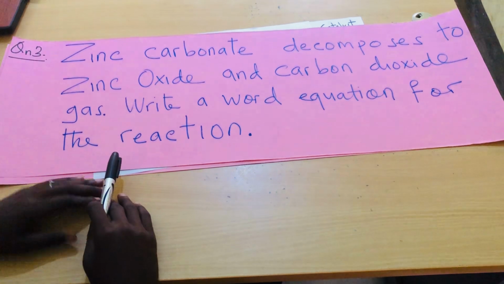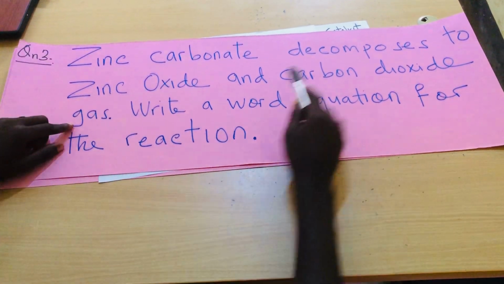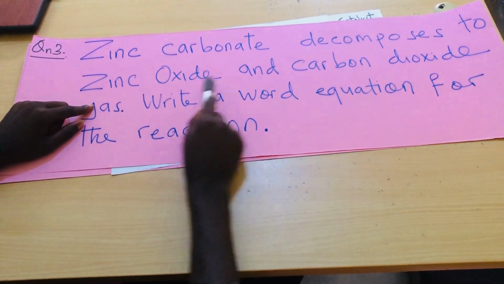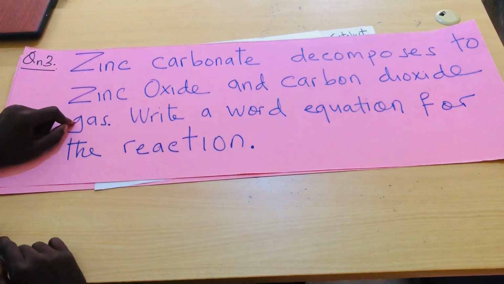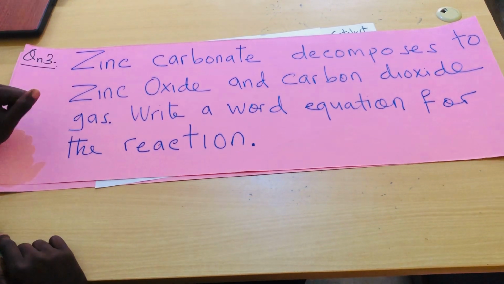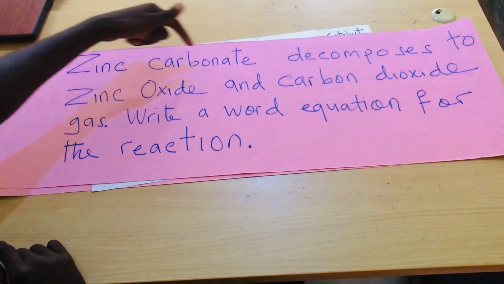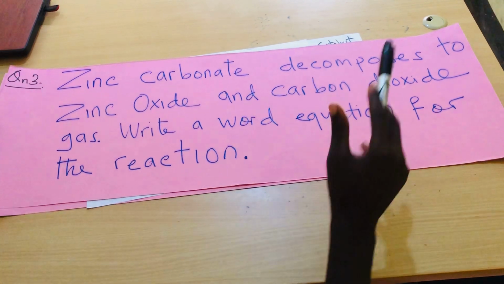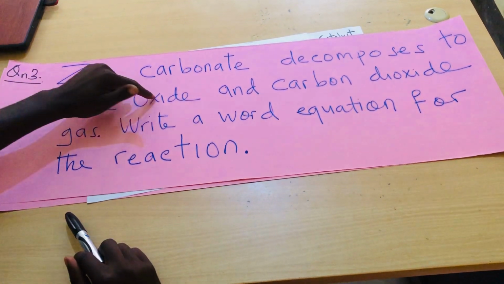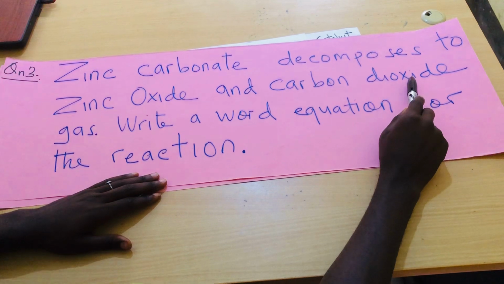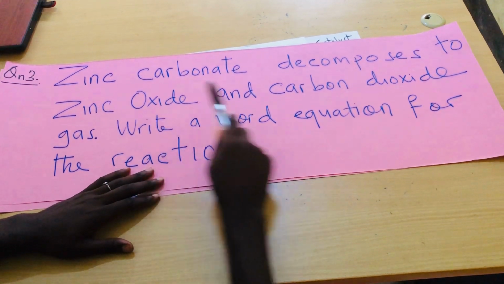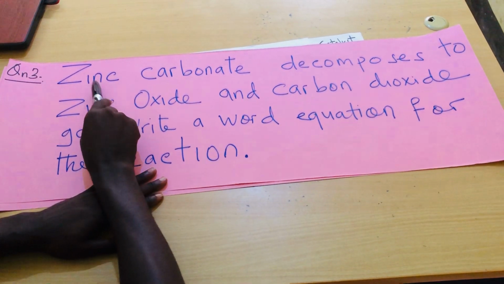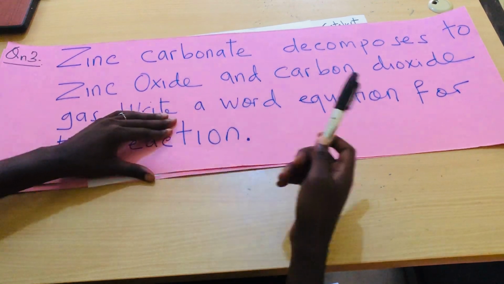Another example is zinc carbonate decomposes to zinc oxide and carbon dioxide. So from this equation, we have one reactant, which is zinc carbonate. So zinc carbonate decomposes or breaks to form zinc oxide and carbon dioxide. So zinc oxide is a product, even carbon dioxide is a product. So we have one reactant, which is zinc carbonate.